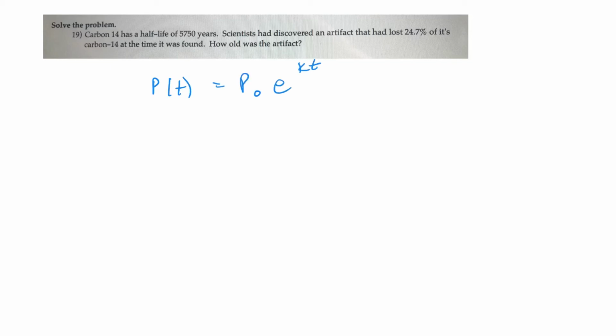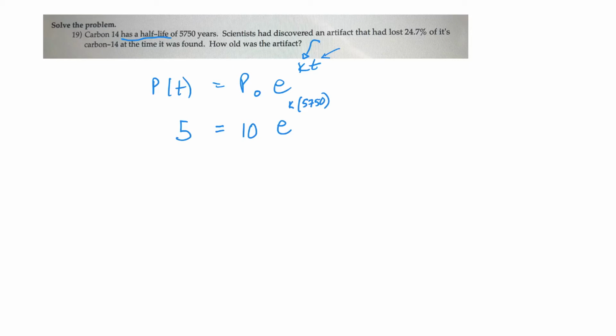So they're telling me the half-life is 5750 years. Scientists had discovered an artifact that had lost 24.7%. How old was it? Well, in this one, I'm going to have to figure out what my k value is, and then I'll figure out the rest. Okay, so they say half-life. That means if I start at 10 grams of something, after 5750 years, it's going to be half of that. So it starts at 10, it ends at 5. K I don't know, but the time I know is 5750.